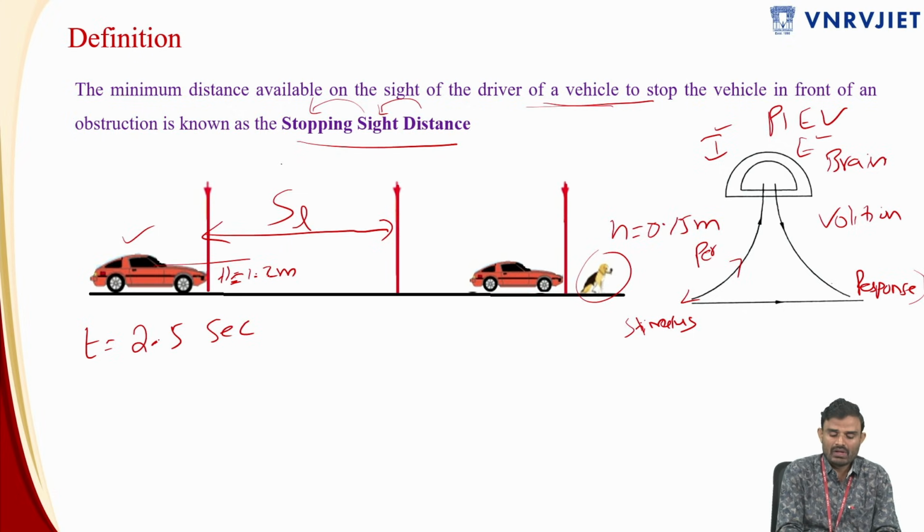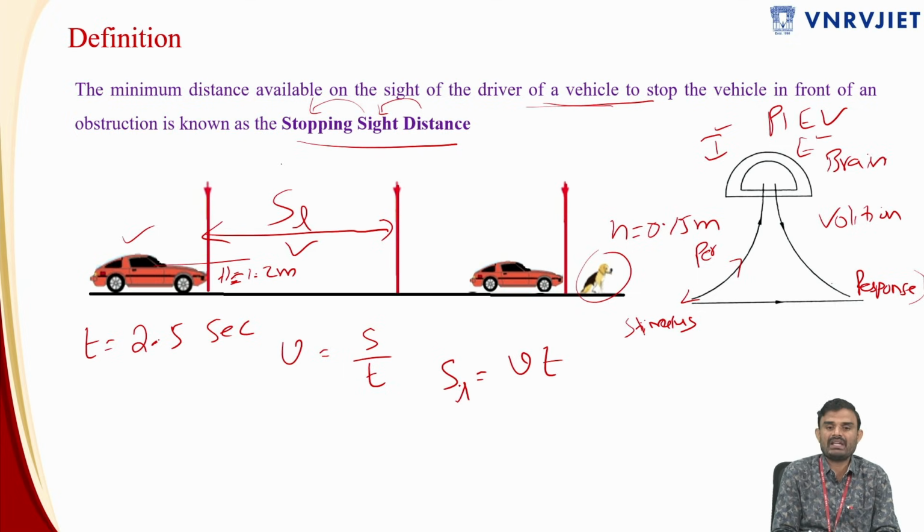Okay, so as I have discussed previously, the lag distance is the distance over which the vehicle travels at a uniform speed, because the driver did not apply the brakes. If you look at the formula for speed, speed is equal to distance by time, therefore distance is equal to v into t. So this is the lag distance.